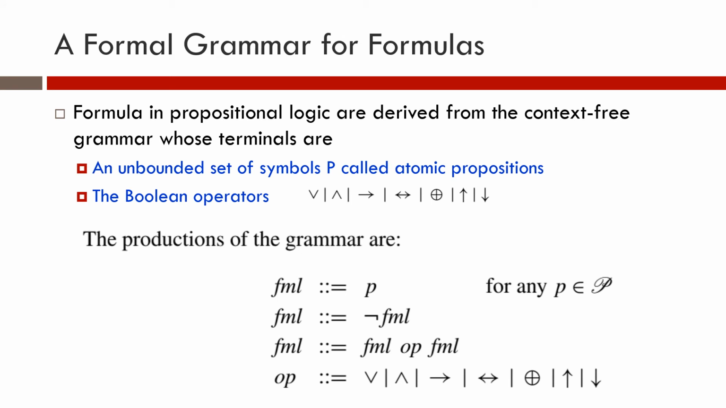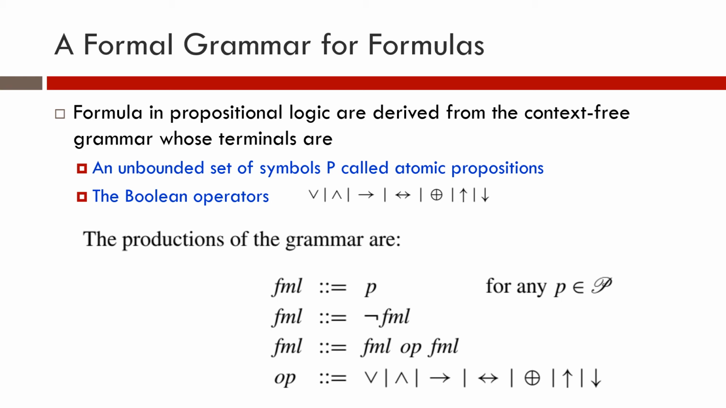Now moving on to a formal grammar for formulas. Say the propositional logic formula. The formulas are usually derived from the context-free grammar. The terminals here will be the atomic propositions and the Boolean operators. The atomic propositions will be any atom in the set of symbols P, and the Boolean operator will be either conjunction, disjunction, implication, equivalence, XOR, NAND or NOR operator.